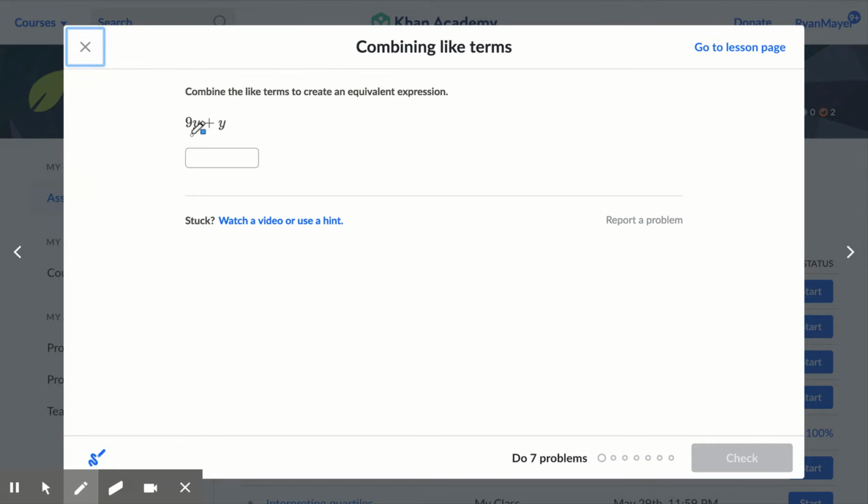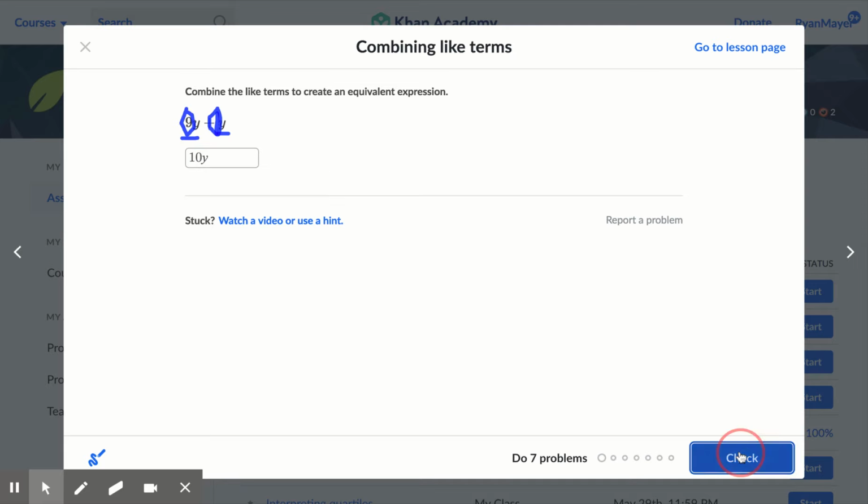On here, this one made it nice and easy. I have 9y and n plus y. If you forget, whenever I have a variable by itself, it has the value of just 1. That's just 1y. So that's like saying 9y plus 1y. You see we have the same variable, which means I can combine them. If they were different letters, then I could not combine them. But because they're the same, I can combine them. Think of it like this: what's 9 plus 1? 9 plus 1 is 10. And then you always keep the variable with it, 10y.